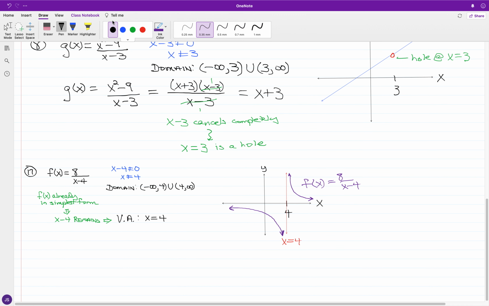Now, in the case of number 18, we have the function g of x is equal to 2 over x plus 7.